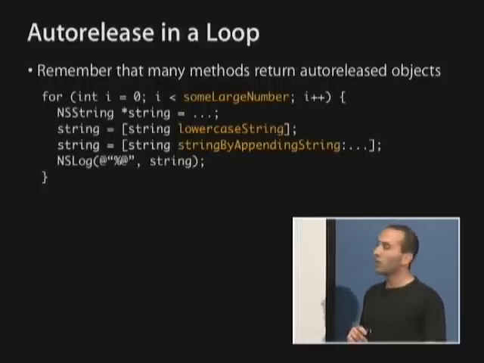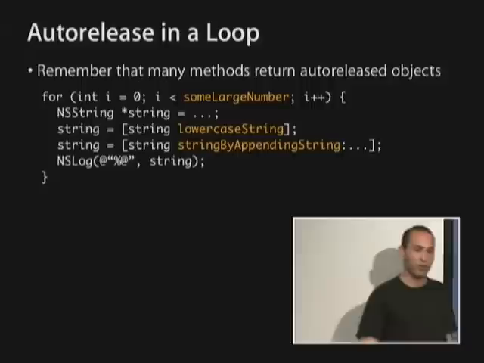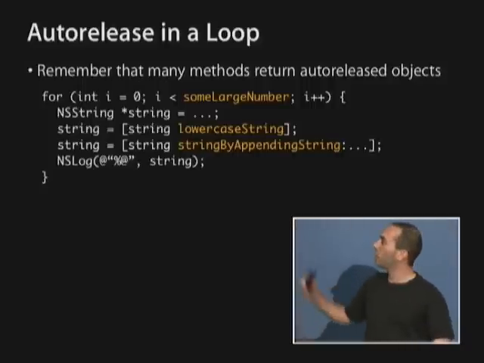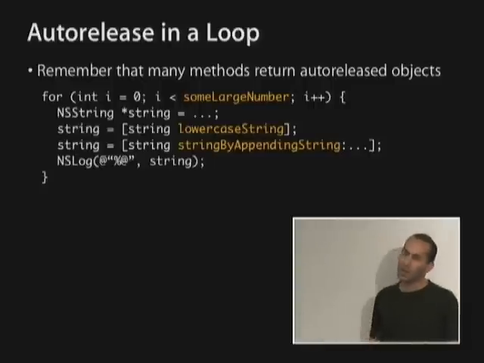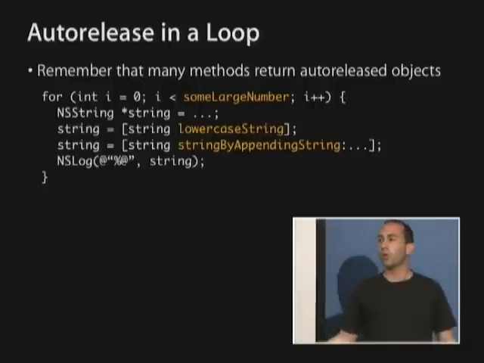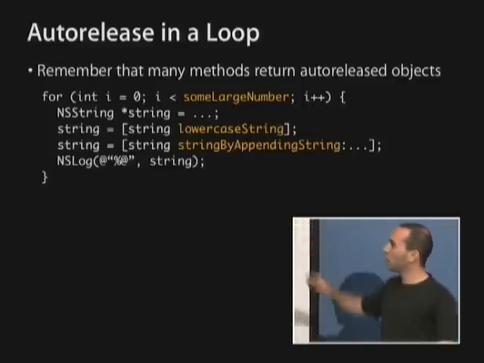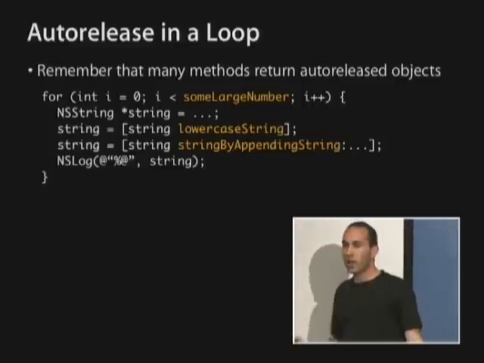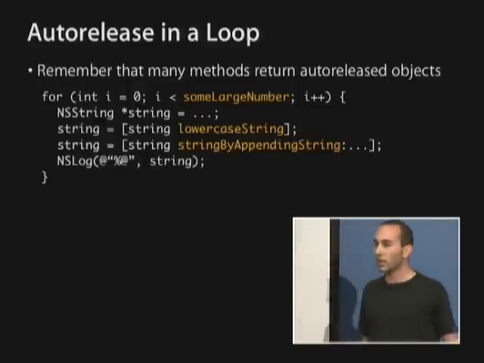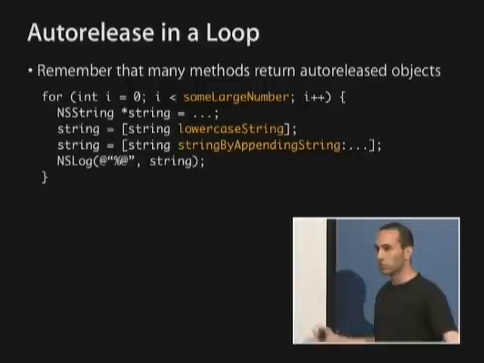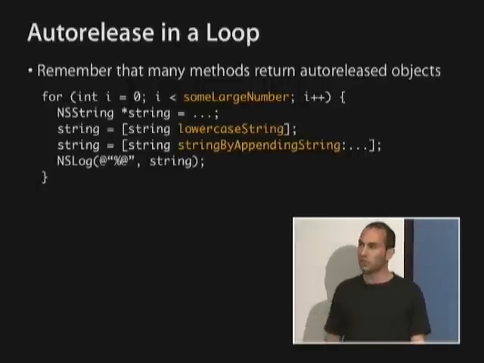So this is an example where some large number can be, let's pretend it's 10,000. We're going to step into this, and we're going to call these two functions, lowercase string and string by appending string, both of which return auto-released objects. That means by the time this loop has completed, if that number is 10,000, we're going to have 20,000 auto-release strings in our pool that are going to get deallocated the next time the run loop goes through. And of course, if we're already short on memory, that may be enough to put us over the edge.